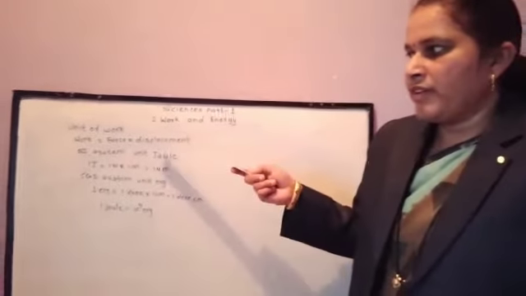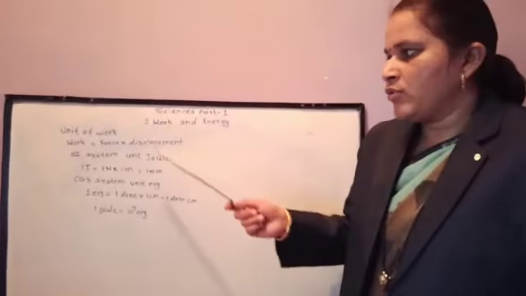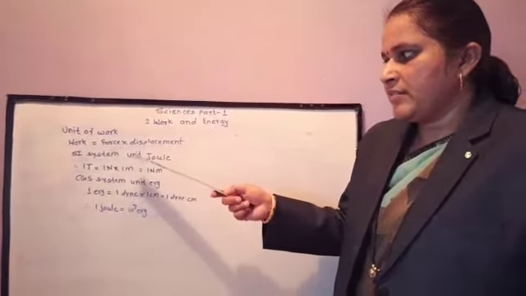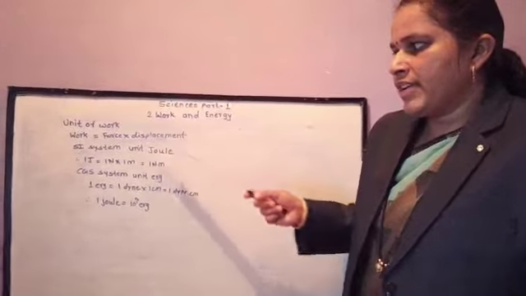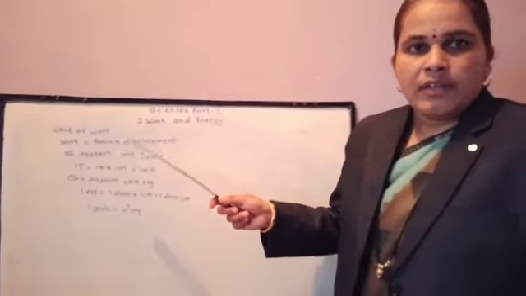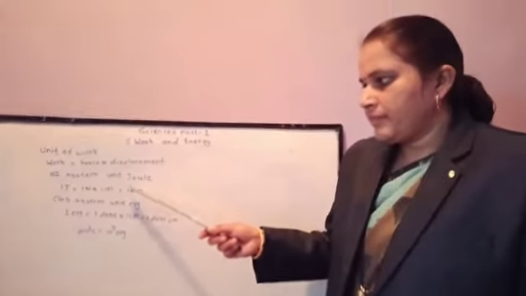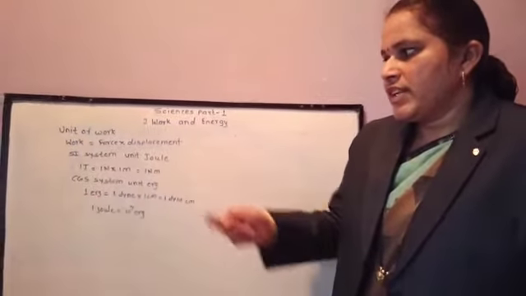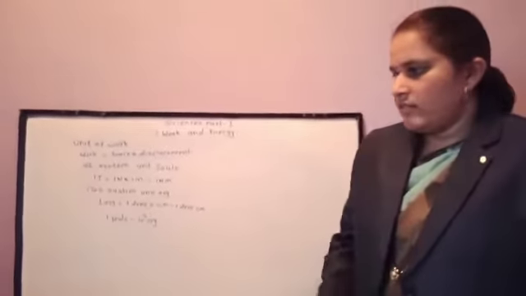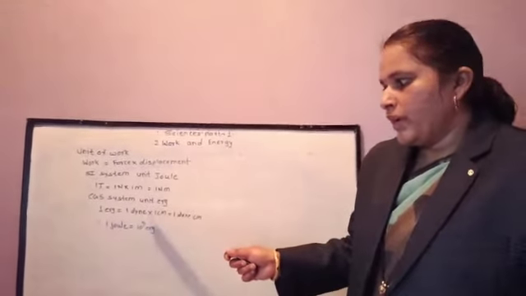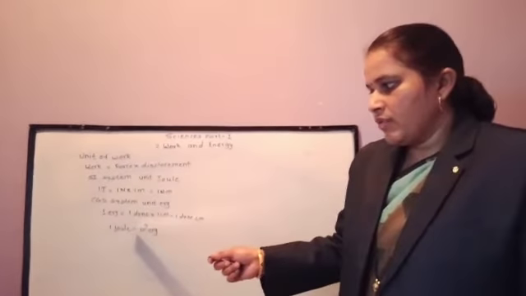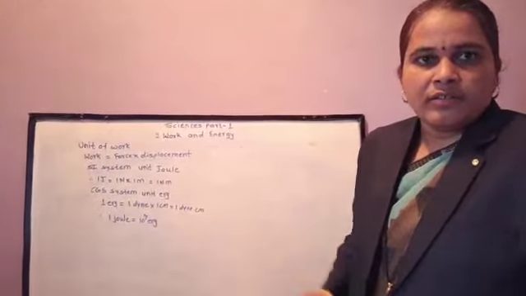Next point, unit of work. Work equals force into displacement. In the SI system, the unit of work is joule. 1 joule equals 1 newton into 1 meter. In the CGS system, the unit of work is erg. 1 erg equals 1 dyne into 1 centimeter. Therefore, 1 joule equals 10^7 erg.